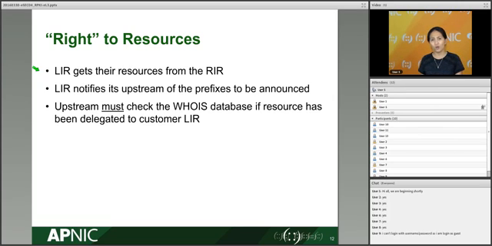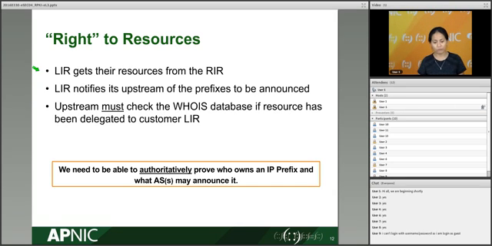You have to check whether they are legitimately supposed to be announcing that IP address prefix. Otherwise, all announcements coming from your customer, that LIR, should not be allowed going out, right? So if there is somehow a mistake on my end, I suddenly announce this prefix, but I'm not supposed to. My upstream provider has some filters in place, route filtering, so that traffic going that way will not be allowed. It will not be announced anymore, right? So that's your right to resources.